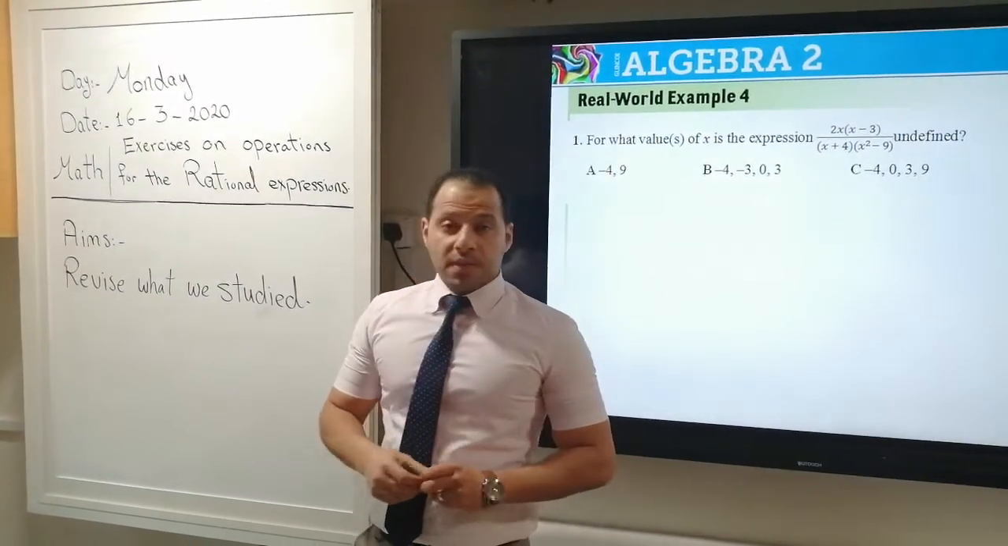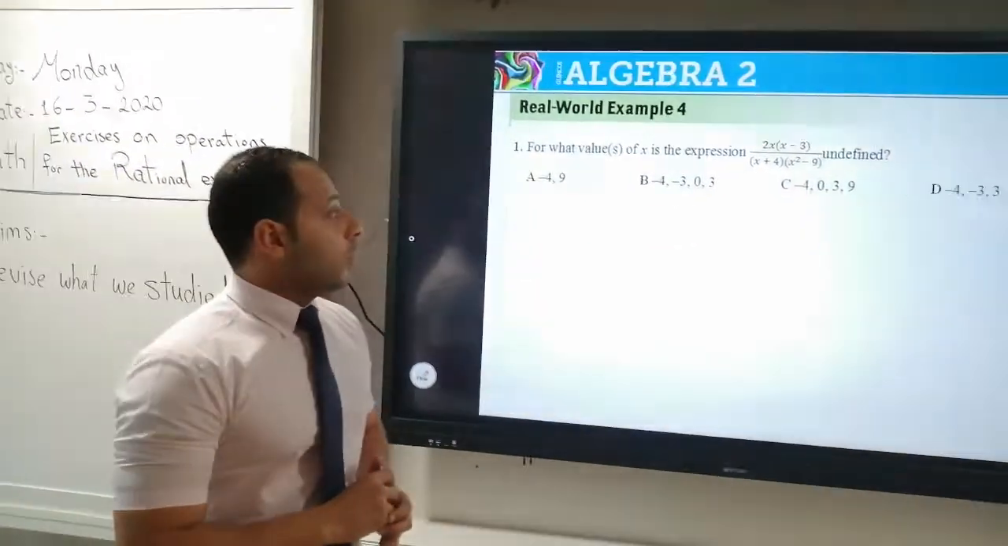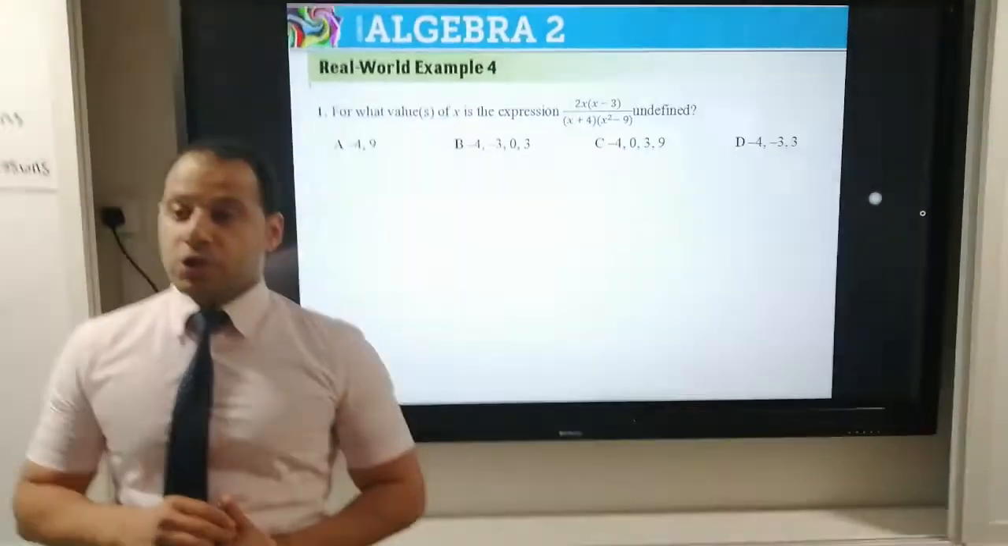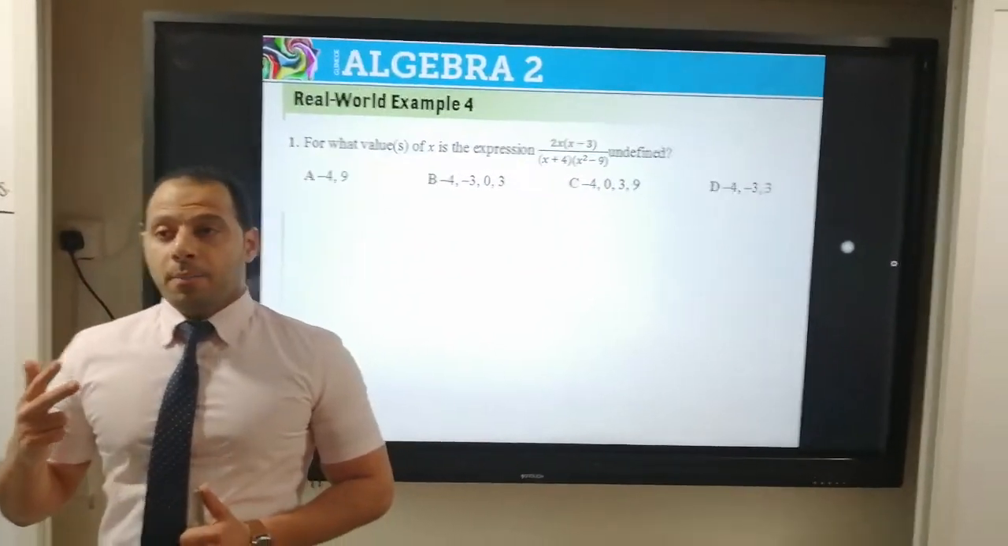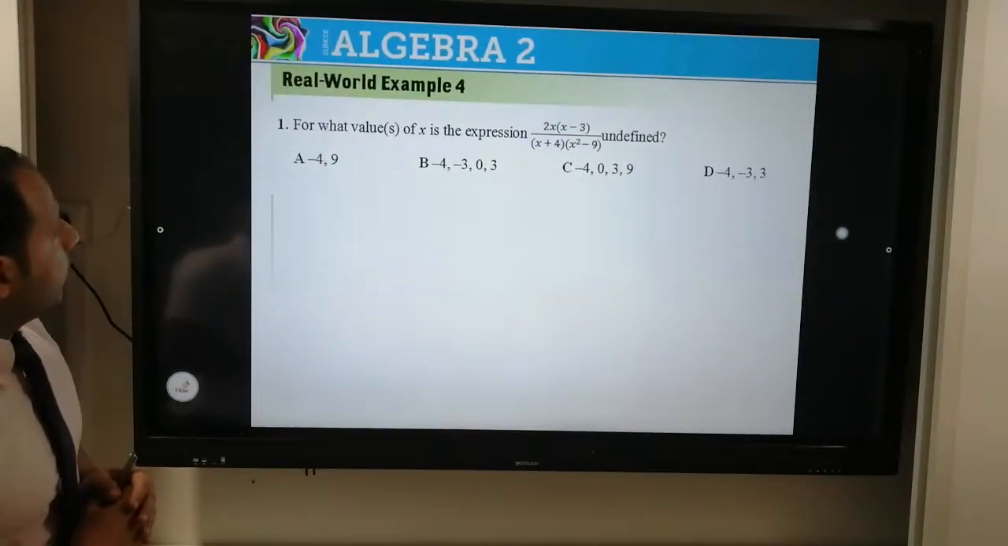By the end of this lesson, we are able to deal with the four operations: adding, subtracting, multiplying, and dividing for the rational expression. Let's start with the first example.